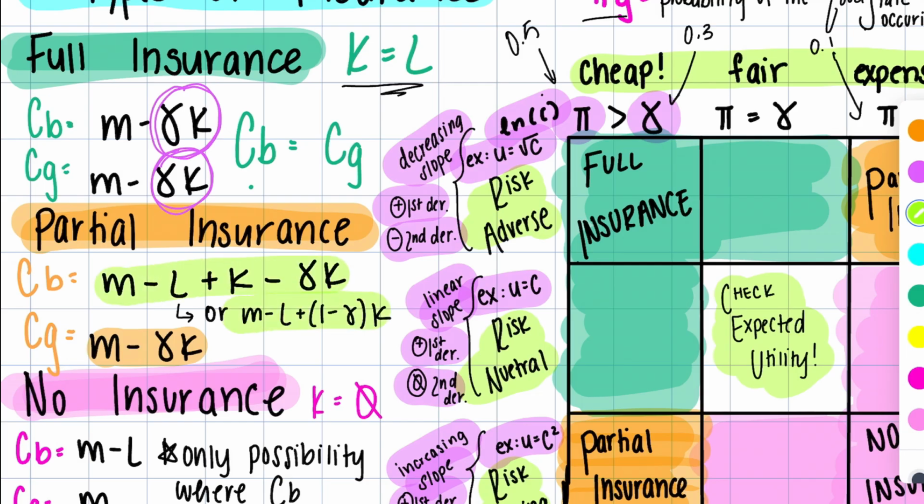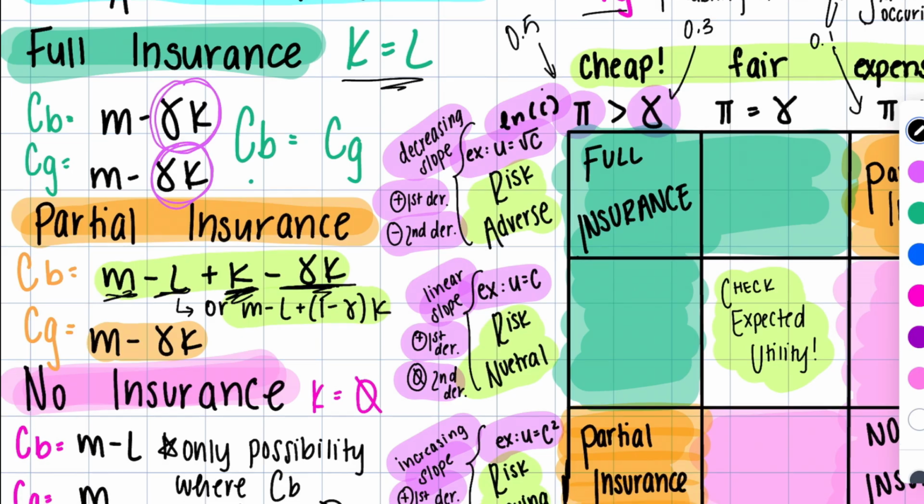You can think of it as M minus L plus 1 minus gamma K, or you can think of it as M minus L, which is your income minus your loss, plus your coverage back minus what you paid for coverage, right? So you start with your income, you subtract your loss since you're in the bad state and an accident did occur, but then you get K back because you're covered some amount for insurance, and then you still have to pay out of pocket that gamma K that you paid for insurance.